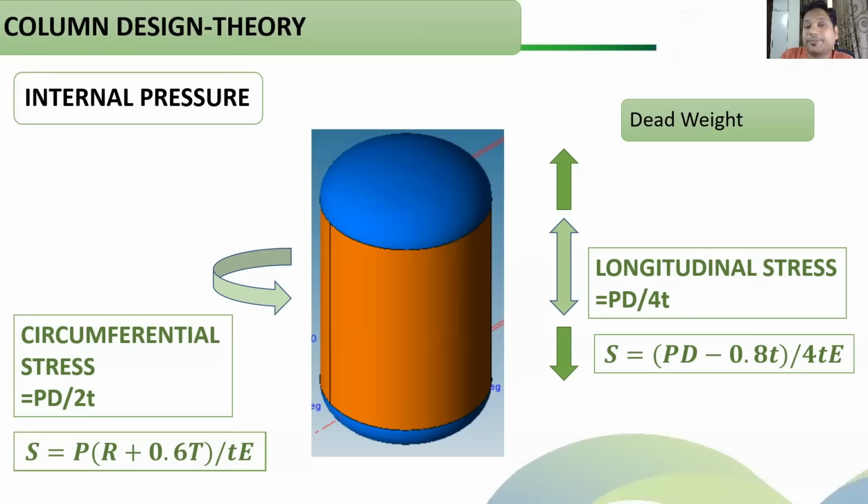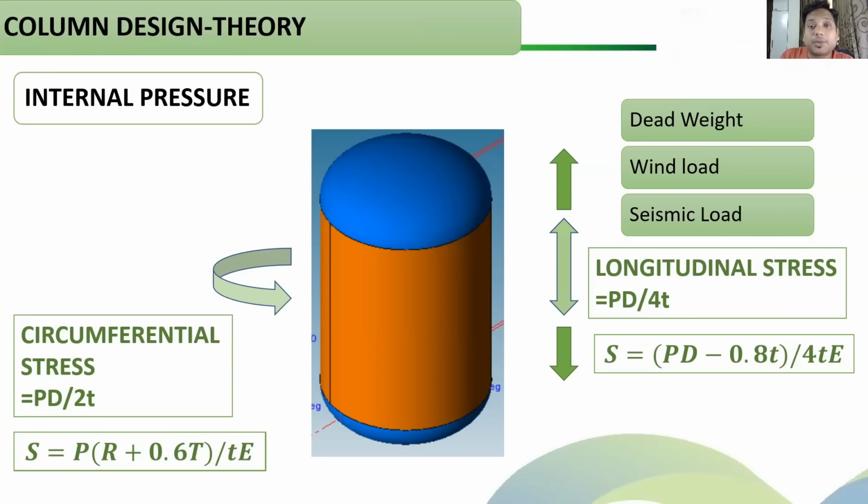First is dead weight. We are going to see the stress calculation, so don't worry about that. We'll elaborate this process of stress calculation for dead weight. Next is wind load. Wind load will also create stress, which is additional and in the same longitudinal direction, or seismic. So either wind or seismic will be taken for the case. All these three loads contribute stresses in the longitudinal direction.